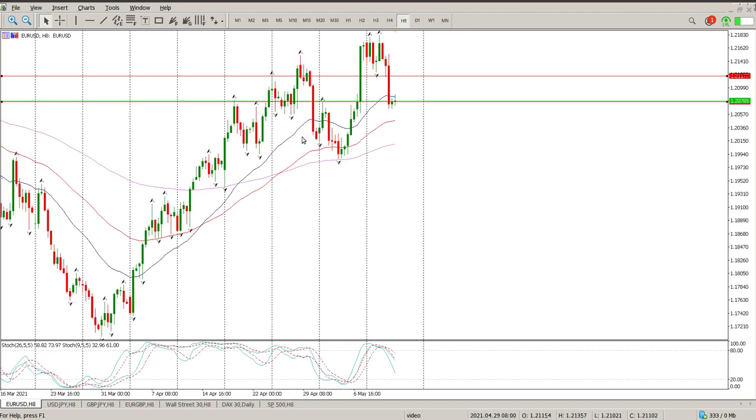So starting off with EUR-USD. Yesterday we had some CPI data come through. There was a bit of a shocker, which is why we were pretty volatile. For all intents and purposes, the trend is still up.